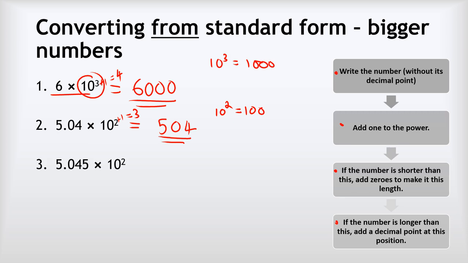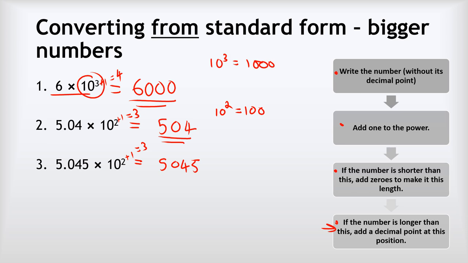Example number 3, similar, but we've got a slight problem this time. So it says 5.045 times 10 to the power of 2. So much like last one, we're going to start by writing out our number without its decimal point. So we're going to say 5045. Then we need to think about how long the number needs to be by looking at that power and adding 1 to it. And that gives us a length of 3 digits. Now you can start to see the problem. Our number is 4 digits long. So that's where we come down to this bottom bullet point here about if the number is longer than this, add a decimal point at that position.